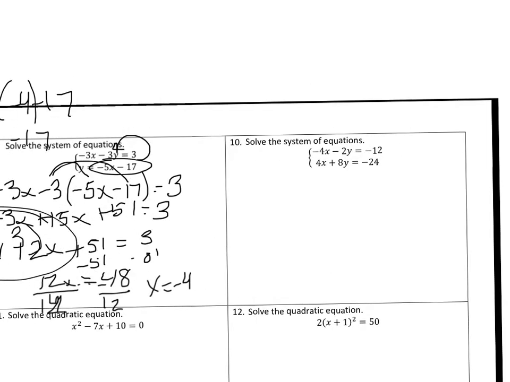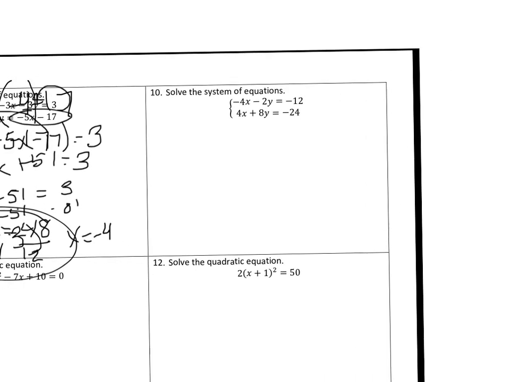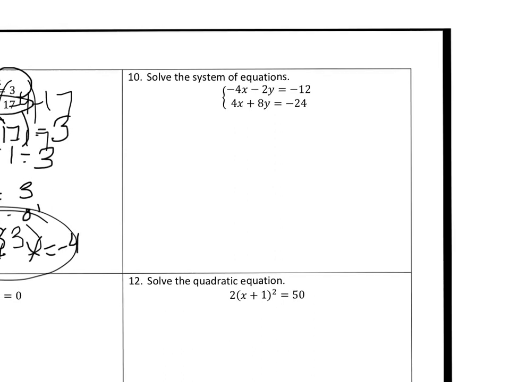Okay. So let's take a look at question number 10. Now if you look, the x's are lined up, the y's are lined up, and the constants are lined up. So I can actually eliminate right now. Adding down, negative 4x plus 4x eliminates the x's. Negative 2y plus 8y gives me 6y. And then negative 12 minus 24 gives me a negative 36. Divide both sides by 6, and I get y equals negative 6.